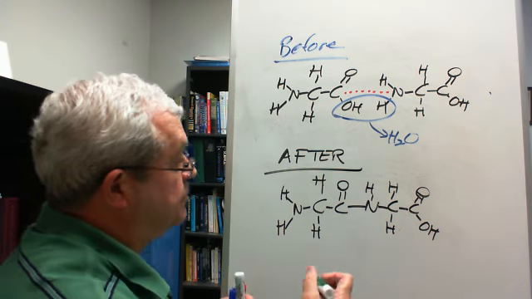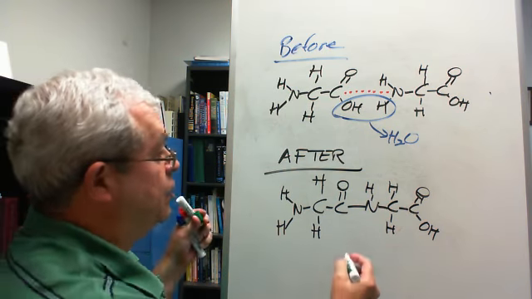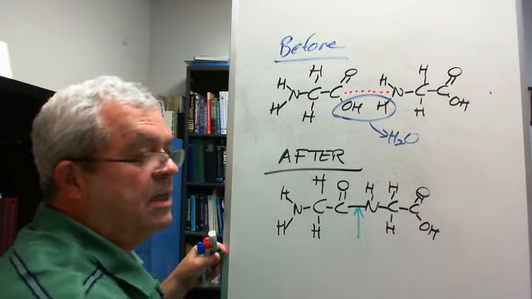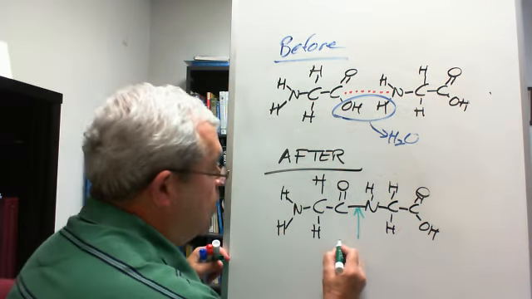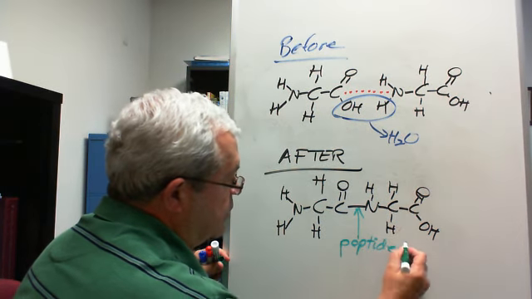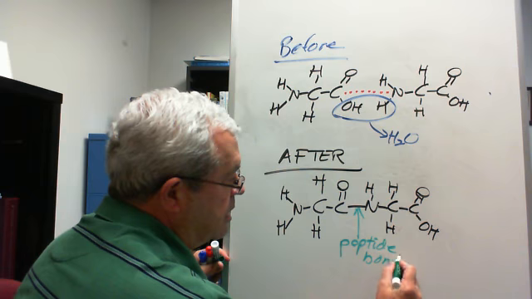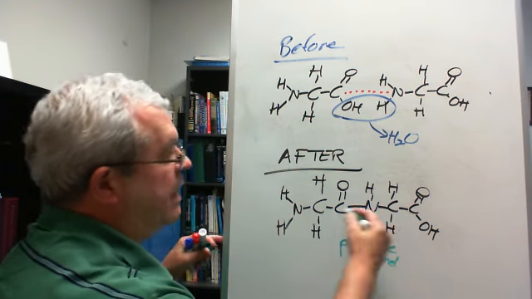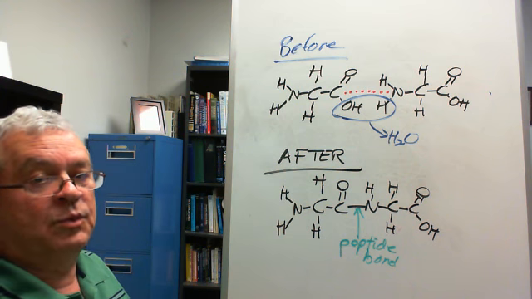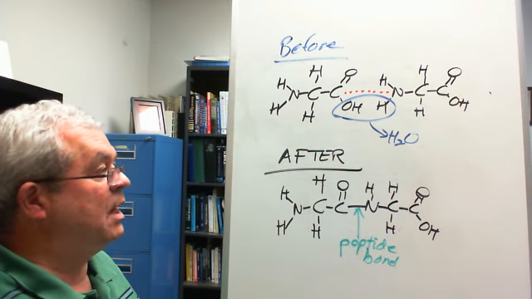There it is. Now, continuing on another discussion, other aspects of the discussion, this new bond has a name. It is called what? It is called a peptide bond. And so what is a peptide bond? It is the bond between any two amino acids. That's the term for the bond between amino acids, is a peptide bond.